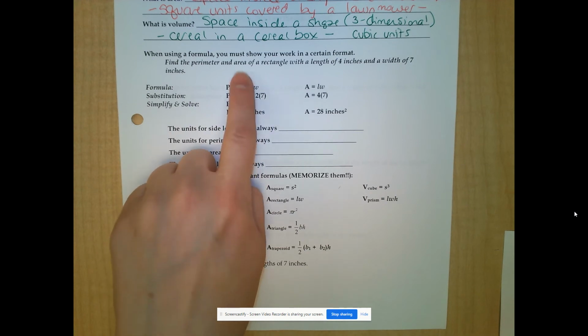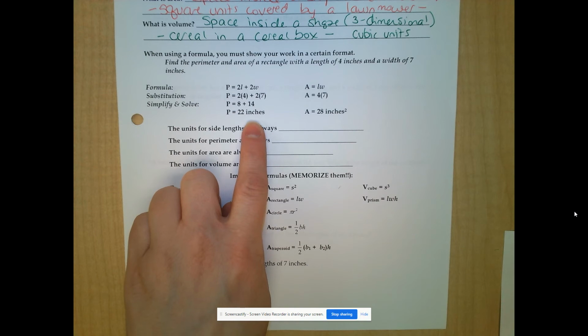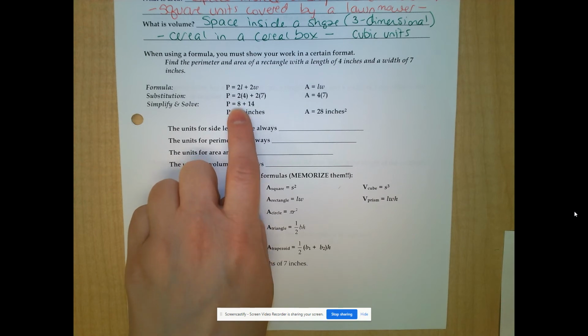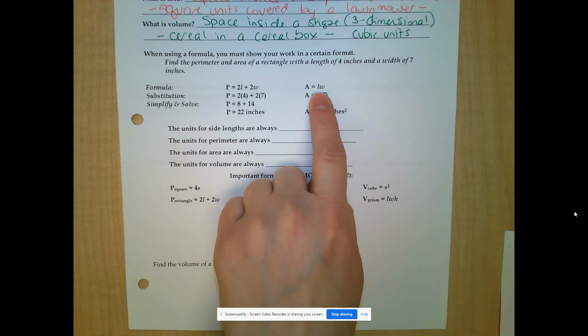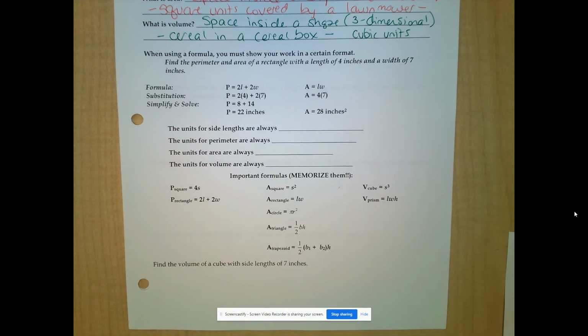Multiplication would come first. Notice everything is on the same side, so we're following the order of operations. 2 times 4 is 8, 2 times 7 is 14, and we get a total of 22 inches for the perimeter. Area, we make sure we have the area formula, length times width, so 4 times 7, or 28 inches squared.